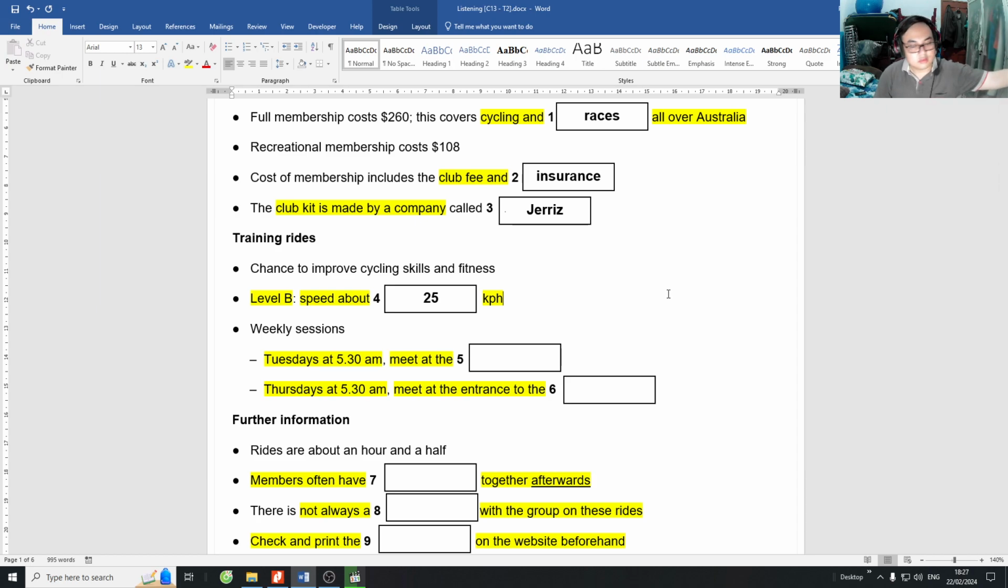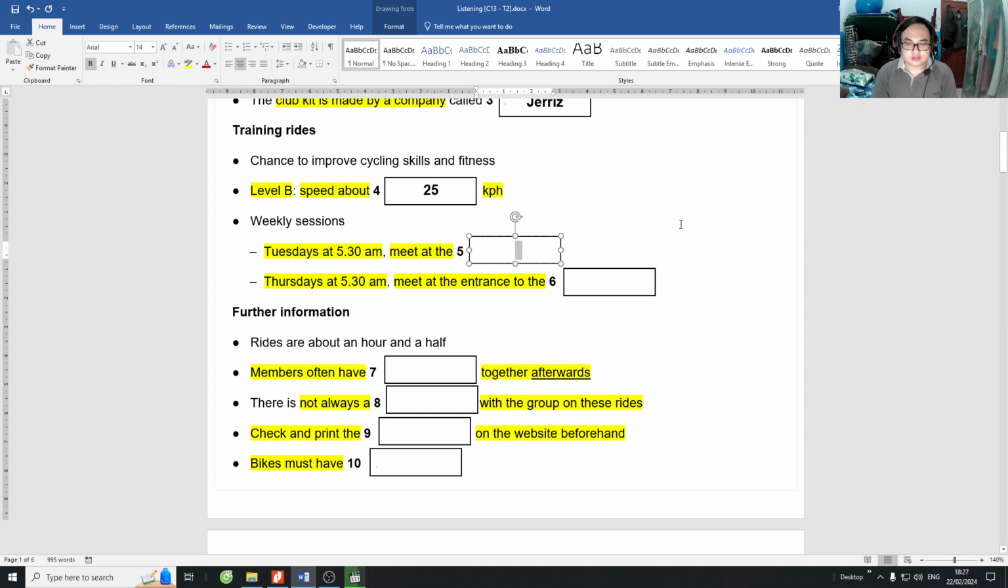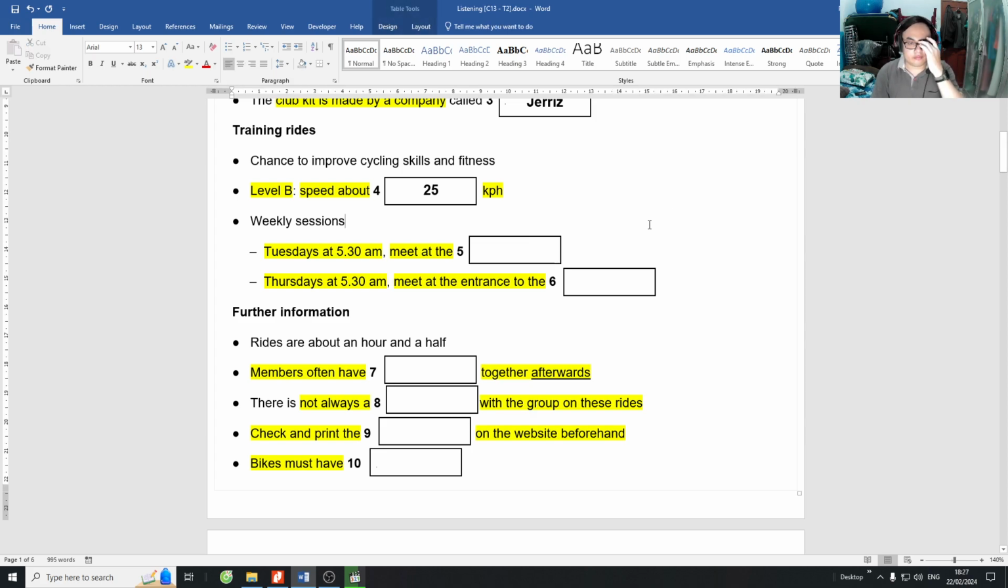Right. Well, I reckon I'd be level B. So when are the sessions for that level? There are a couple each week. They're both early morning sessions. There's one on Tuesdays, and for that one you meet at 5:30 a.m., and the meeting point's the stadium.